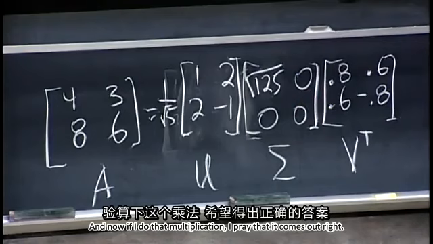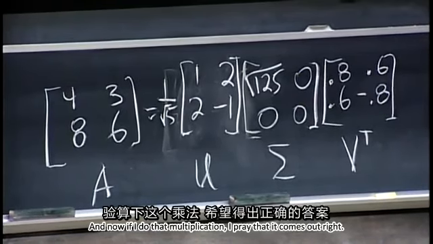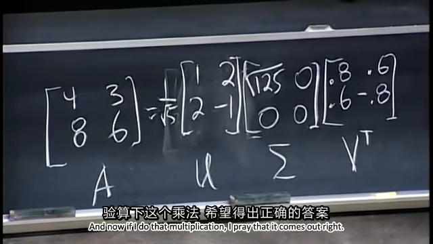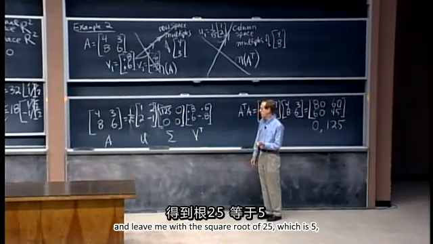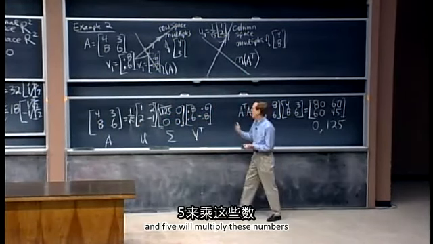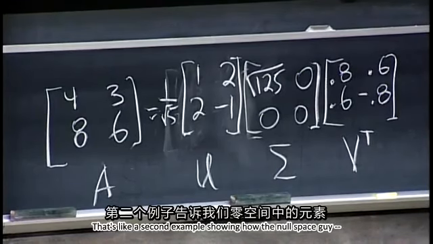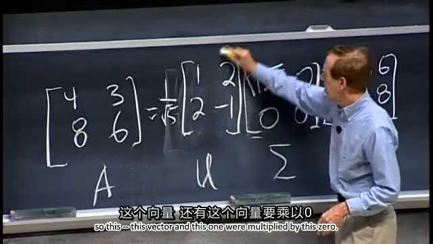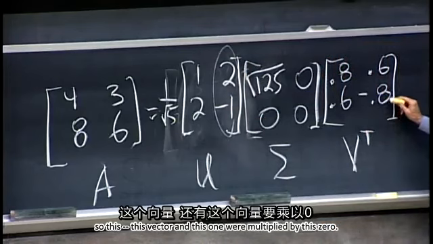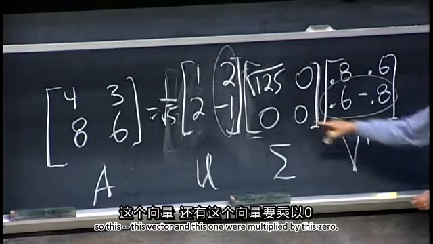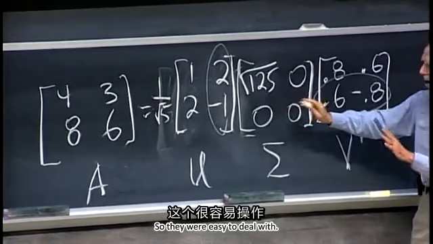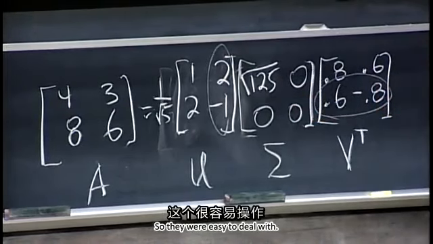And now if I do that multiplication, I pray that it comes out right. The square root of 5 will cancel into that square root of 125 and leave me with the square root of 25, which is 5. And 5 will multiply these numbers, and I'll get whole numbers, and out will come A. That's like a second example showing how the null space vectors were multiplied by this 0, so they were easy to deal with.